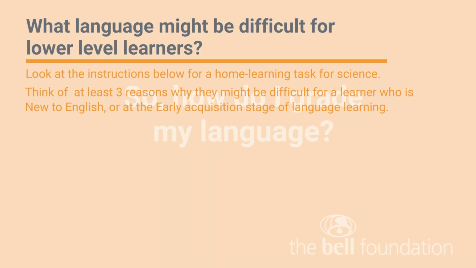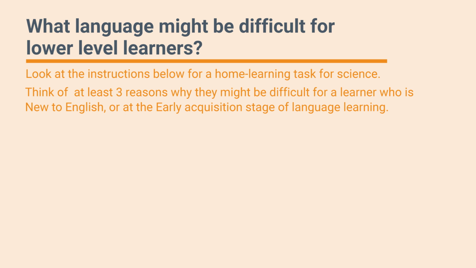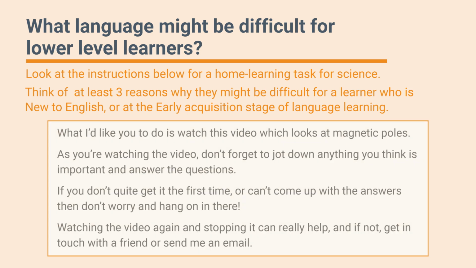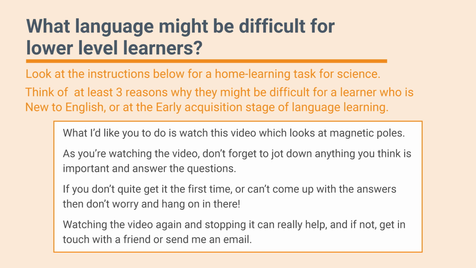In a moment, you will see instructions for a home learning task for science. Read the instructions and decide at least 3 reasons why they might be difficult for a learner who is new to English or at the early acquisition stage of learning. Stop the video now for 30 seconds and start the video to find the answers.